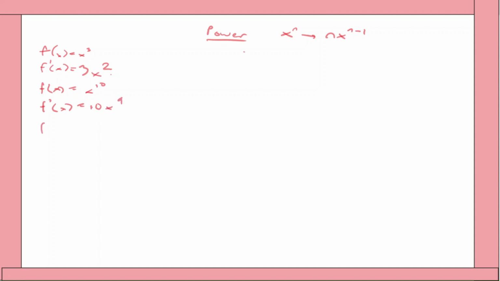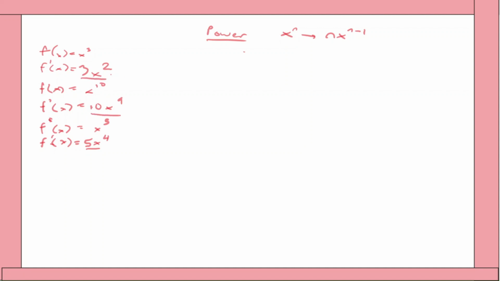Let's try another one. How about x to the 5th power? Well, let's bring the 5 down, and then let's subtract the 5 by 1. So we get 5x to the 4th. So all of them follow a very similar pattern, if you notice. And that's just because the rule is very consistent.